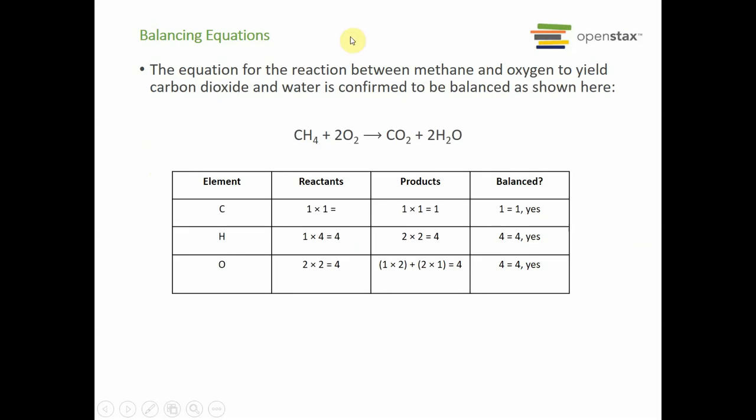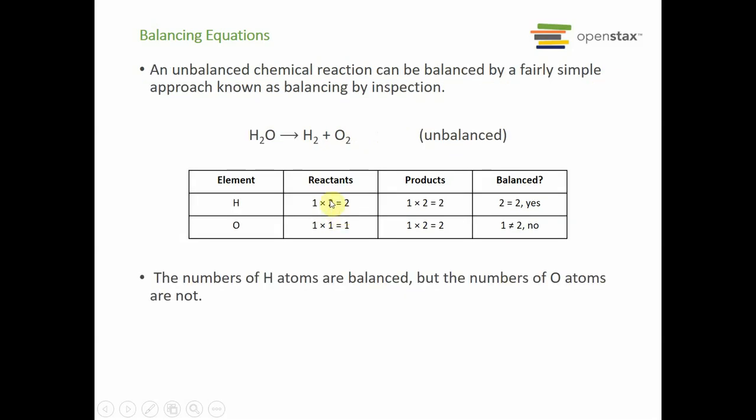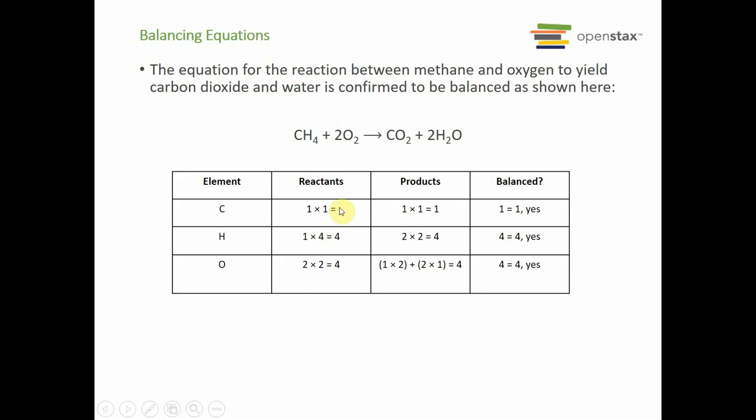The equation for the reaction between methane and oxygen to yield carbon dioxide and water is confirmed to be balanced as shown here. CH4 plus 2O2 yields CO2 plus 2H2O. The element carbon in the reactants, you've got 1. That should have been a 1. In the hydrogen, there are 4, because there's 4 times that. The oxygen is 2 times 2, which is also 4.